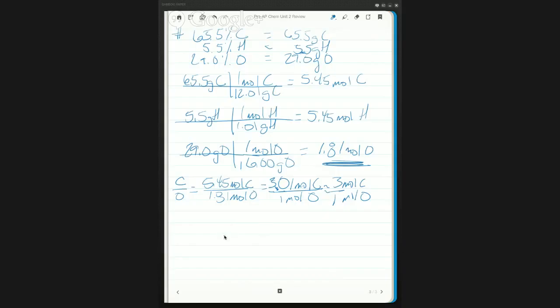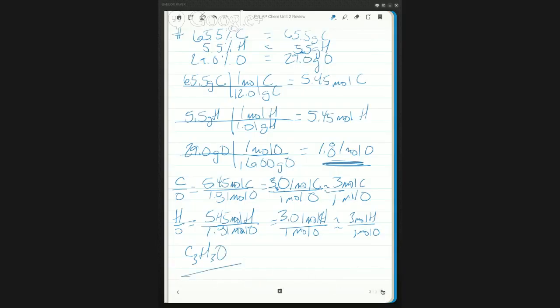Let's go ahead and finish off with hydrogen and oxygen, which we pretty much already know. And then we'll get our answer and we'll go back to the rounding. So hydrogen is 5.45 moles of hydrogen over 1.81 moles of oxygen. And it's the same thing, 3.01 over 1. I'm moving too fast and not paying close enough attention to what I'm doing. 3.01 moles of hydrogen to 1 mole of oxygen, which is basically equal to 3 moles hydrogen, 1 mole of oxygen. So if I write these out, because they're nice round numbers, C3H3O, and that's my answer. Easy peasy.